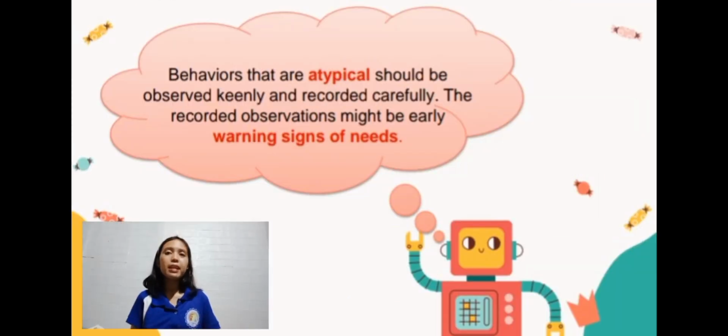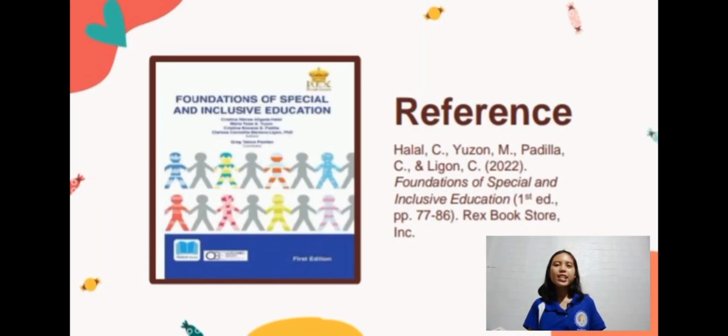Behaviors that are atypical should be observed keenly and recorded carefully. At times, the recorded observations might just be isolated events with no significant impact on later development. However, they might also be early warning signs of needs. The observed patterns will be useful to confirm if there is such a need. That's where our discussion ends, and I hope that you learned something new.